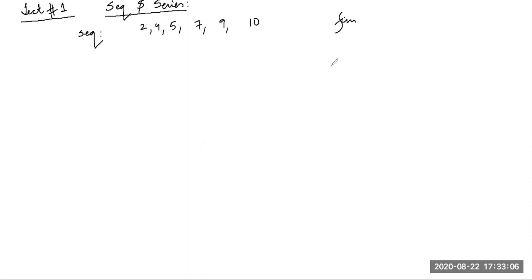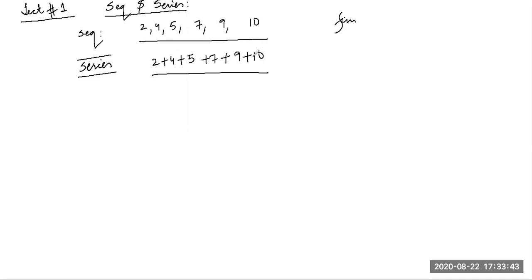All right. So now comes the question: what is the difference between sequence and series? Let's say we have the same set of these numbers. It's a finite sequence. Now, in case we add a plus sign in between all the numbers, it becomes a series. That's all. Simple difference between a sequence and series.